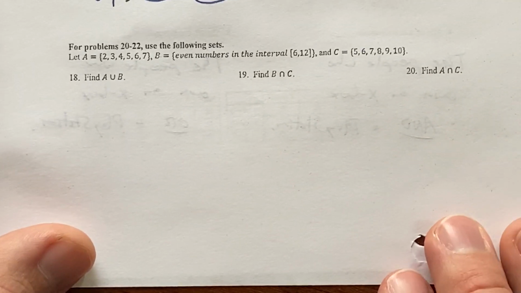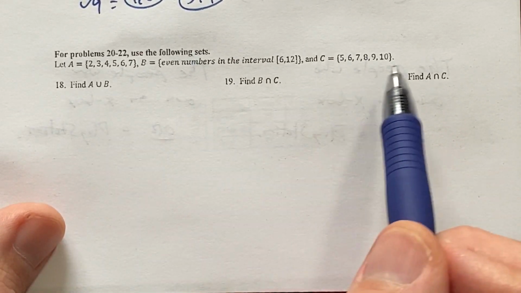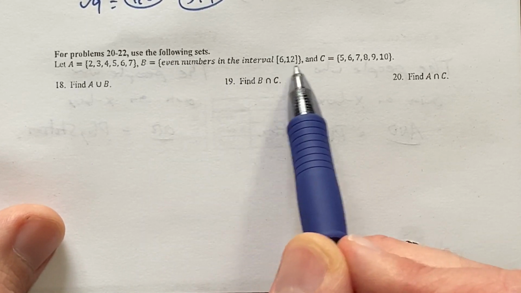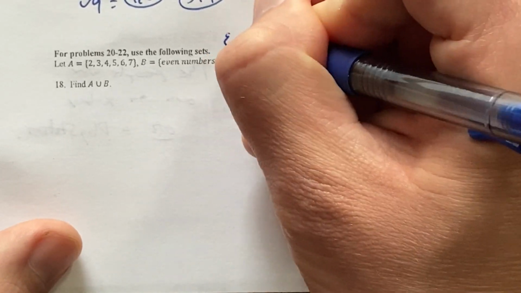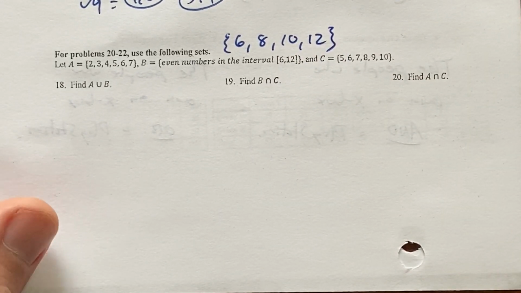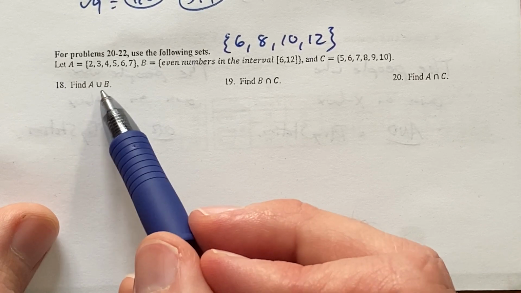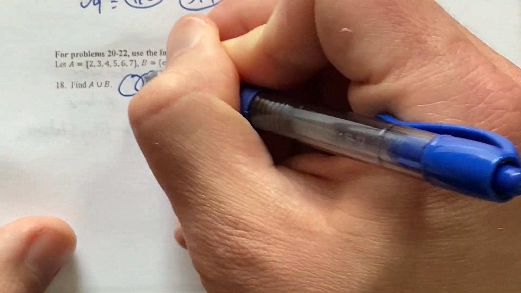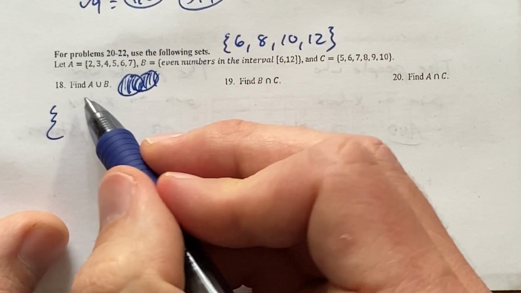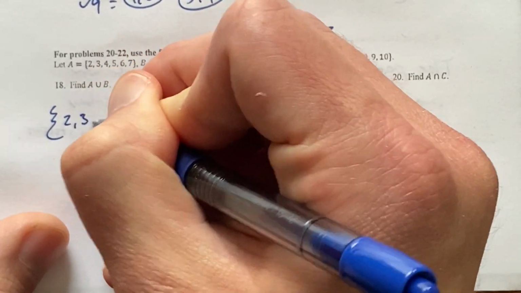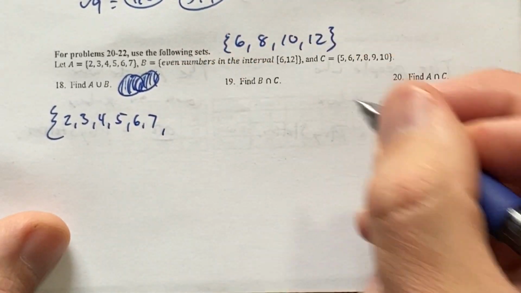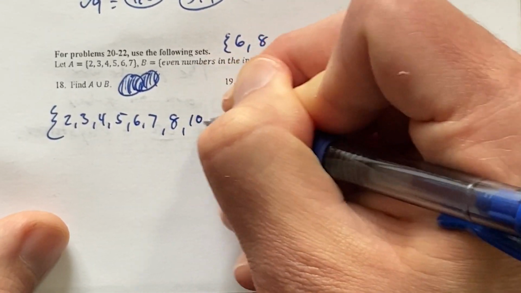Last set. All right, we got to use these 3 sets of numbers here. I'm noticing that B is a set without them labeled, so I need to write even numbers in the interval 6 to 12. Even numbers between 6 and 12 would be 6, 8, 10, and 12. Okay, so A union B, this would be A or B. Remember, this would be everything in both of them. So I'm going to write all these 2, 3, 4, 5, 6, 7, and then everything in B that I haven't already written. Haven't written 8, 10, or 12.